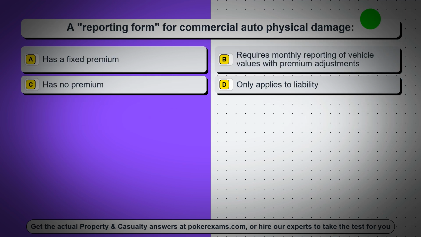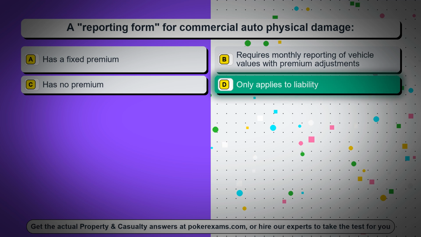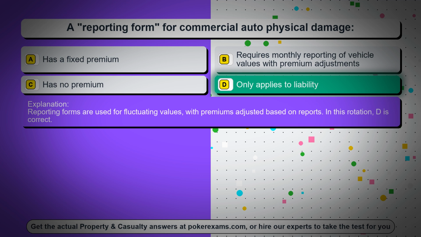Question 99. A reporting form for commercial auto physical damage: Option A, has a fixed premium. Option B, requires monthly reporting of vehicle values with premium adjustments. Option C, has no premium. Option D, only applies to liability. The correct answer is option D, only applies to liability. Reporting forms are used for fluctuating values, with premiums adjusted based on reports. In this rotation, D is correct.